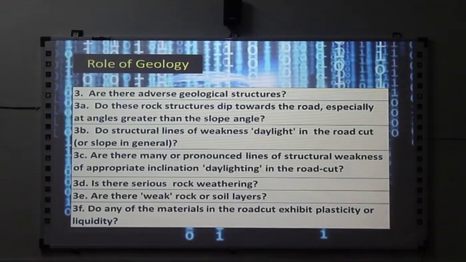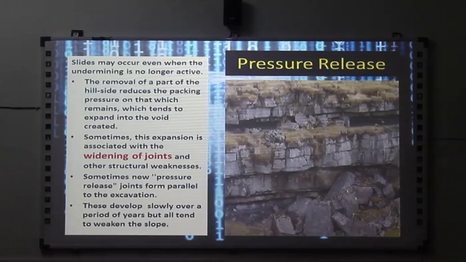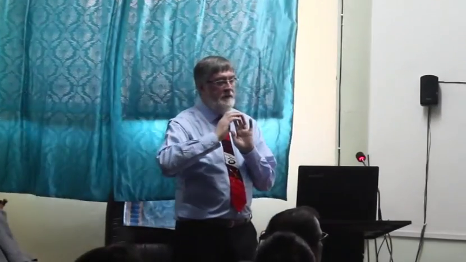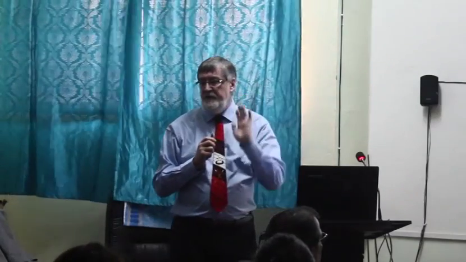Geological structures, we've run through these on an earlier slide. But slides can occur even when undermining isn't active, and I'll emphasize this again, because this is something that we don't tend to think about. When you remove part of a hillside, you take the pressure off the rocks that are left in the hillside. So naturally you've created a void and the rocks are able to expand into that void, and they loosen up. In the process they create joints parallel to the surface.